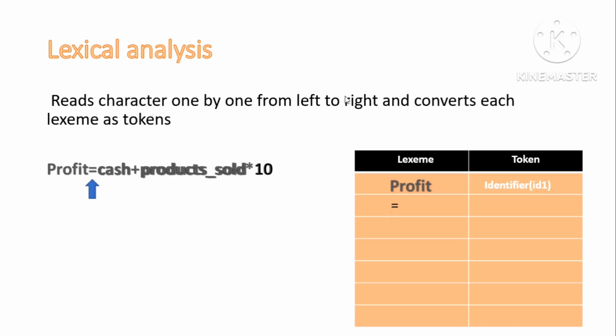Now equal to will be given as a lexeme. The corresponding token to that is called an operator. Now again, we move one step to the right.